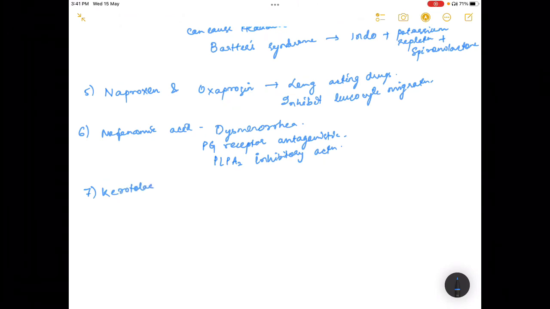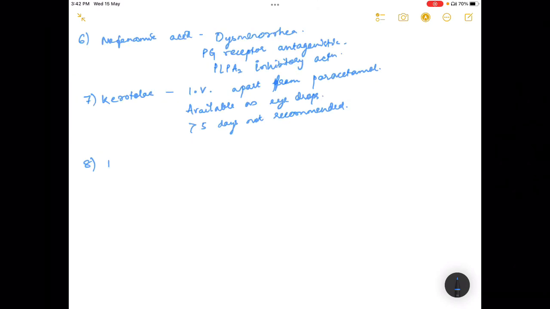Ketorolac is the only NSAID which can be used IV apart from paracetamol. Also, it is available as eye drops, and a course longer than 5 days is not recommended. Piroxicam and tenoxicam.